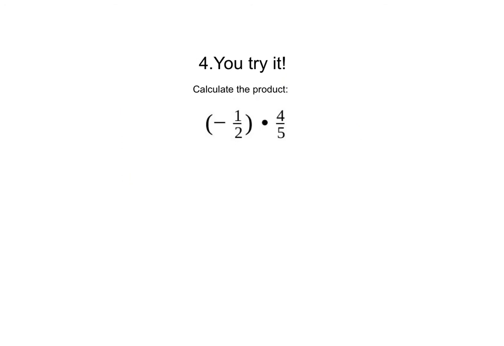All right, let's go ahead and do this. You try it. Pause this and see what you can do with this. All right, I said that -1/2 times +4/5. I came up with -4/10, and I can go ahead and simplify that because -4 and 10 have a common factor of 2. So I'm going to divide each of those by 2. And I end up with 4 divided by 2 is 2, and 10 divided by 2 is 5, and that was all negative, so -2/5.